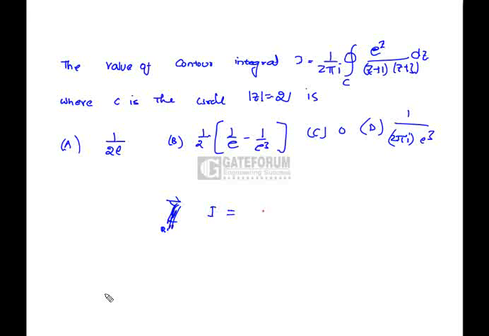Here I is nothing but the summation over the residue at z plus 1, that is e power minus 1 divided by 2, plus 0 at z equals minus 3. Hence it is going to be 1 by 2e, hence option A is correct.